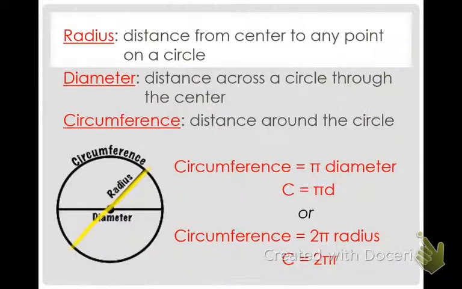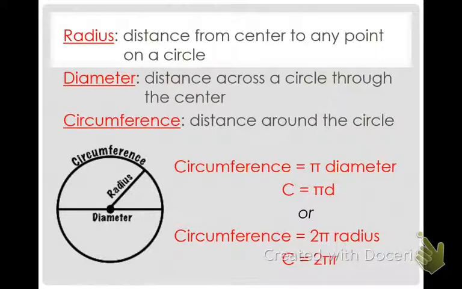Okay, what do you notice the difference between the radius and the diameter? Diameter goes all the way across, and radius? It goes halfway. So what can you gather from that about a radius and diameter? A diameter is always going to be double whatever your radius is, or the radius is always going to be half of what the diameter is, okay?